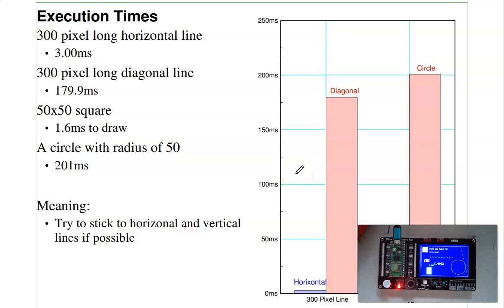And that shows up in the execution time. If I draw a horizontal line, it only takes 3 milliseconds. A diagonal line, 300 pixels long, takes 179 milliseconds. What is that, 60 times longer. If I want to draw a rectangle that has nice horizontal and vertical lines, it takes 1.6 milliseconds. Drawing a circle the same size takes 200 milliseconds. So basically, try to avoid things that aren't horizontal or vertical.